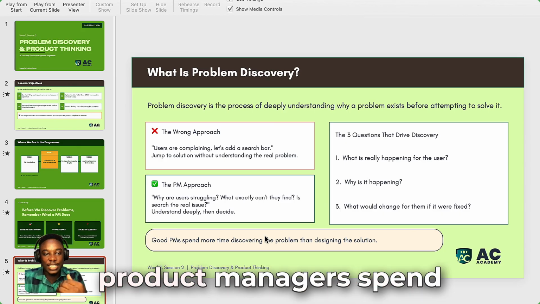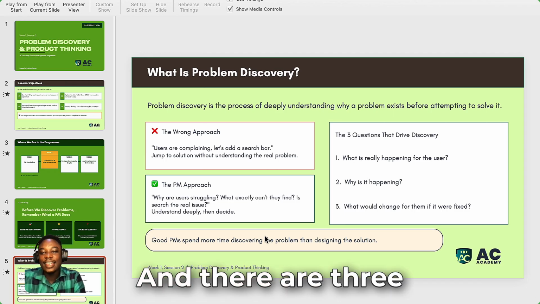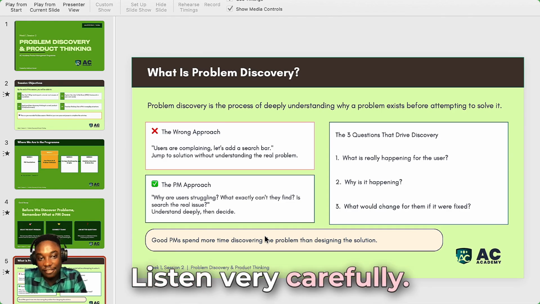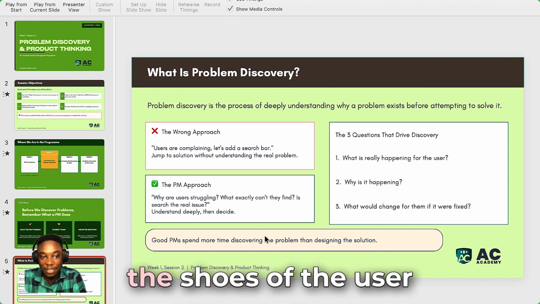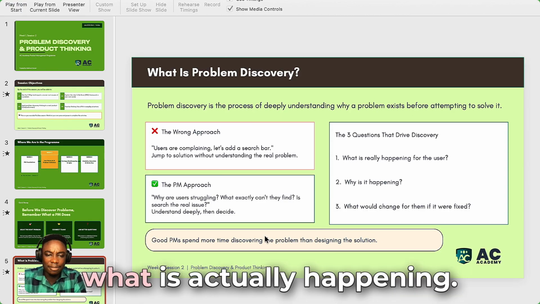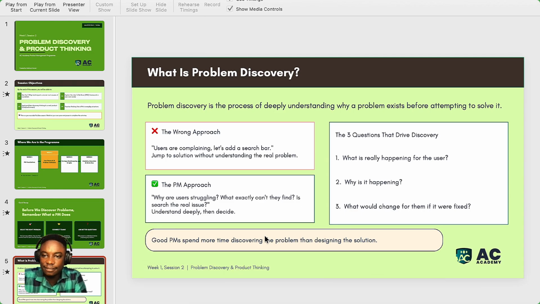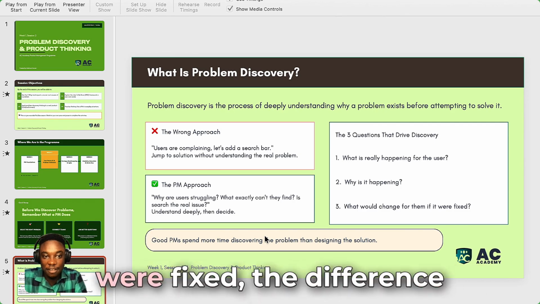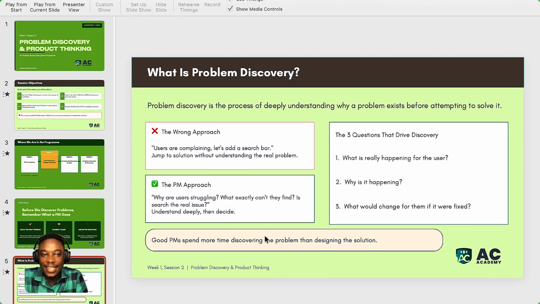So that is why good product managers spend time discovering the problem before designing the solution. Yes, and there are three useful questions to guide discovery. Listen very carefully. First one is, what is really happening for the user? They try to get into the shoes of the user and experience his or her pain points and see what is actually happening. Then you move on to, why is it happening? Why? Yes. And then we move on to, what would change for them if it were fixed, the difference it would make.